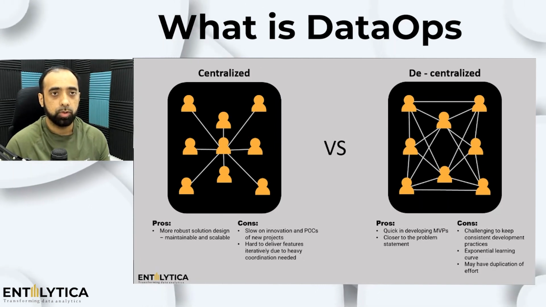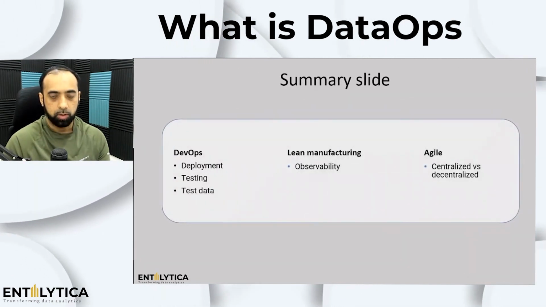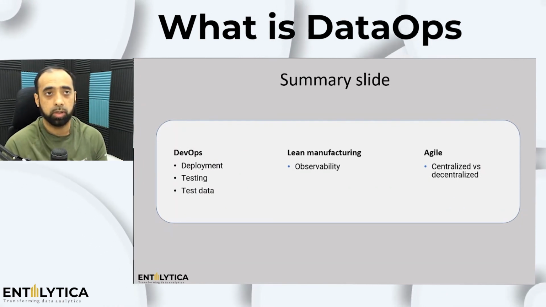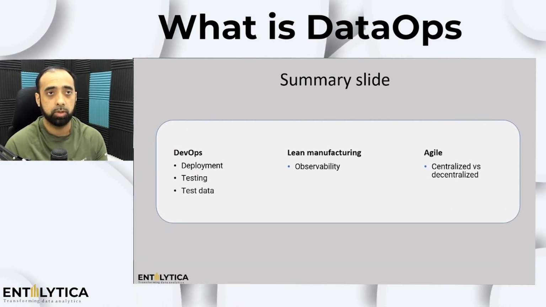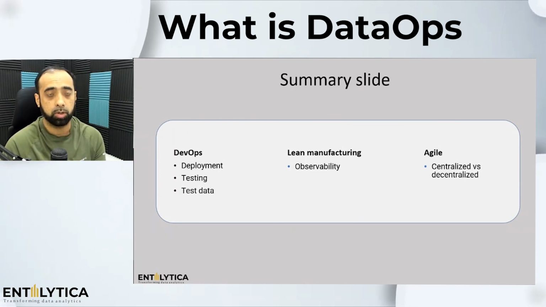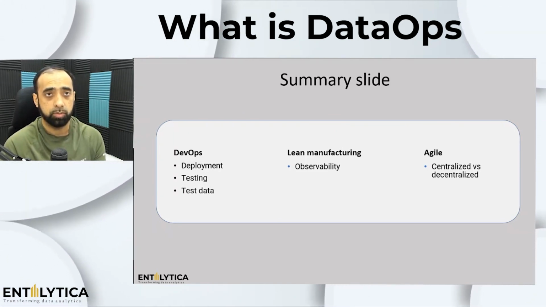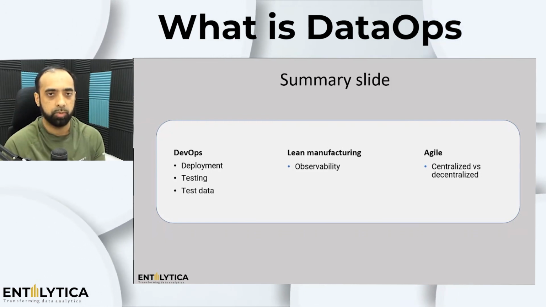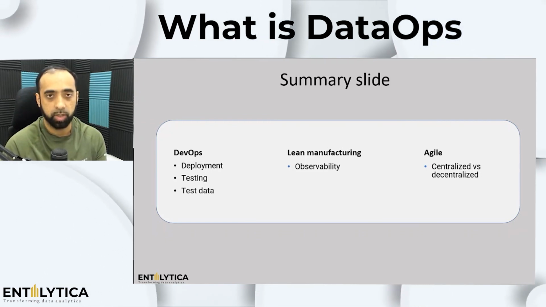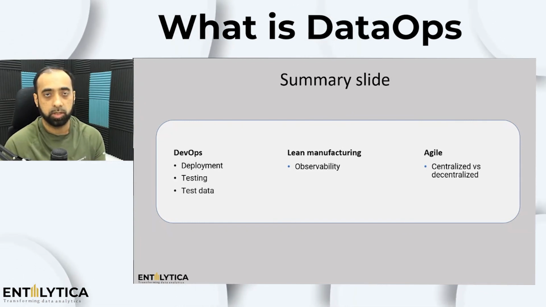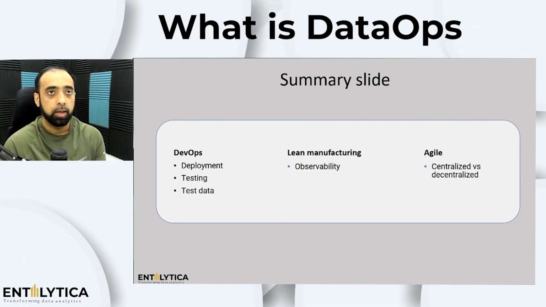So, concluding the whole exercise or the discussion we just talked about: number one, DevOps practices. We talked about automated deployment. We talked about automated testing. We talked about data generation for DevOps. We talked about lean manufacturing, under which we mentioned observability, and finally talked about under agility, centralized and decentralized teams.